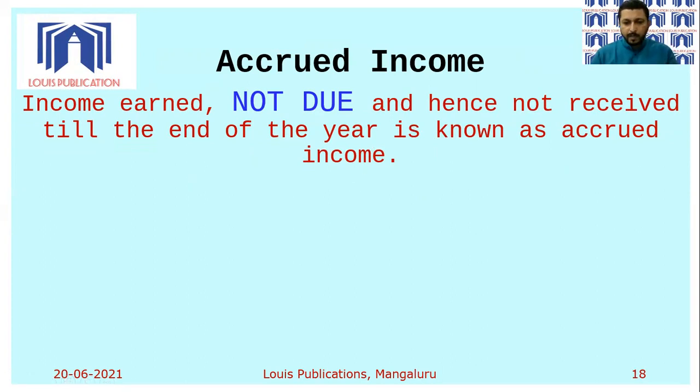Let's take a simple example. Let's take the example of a bank. We have deposited money in the bank. Suppose the bank is giving interest half yearly. Let's take the calendar year for the bank. The bank is giving us interest, let's say, on 30th of June and 31st of December. Let's imagine our financial year is from 1st of April to 31st of March.